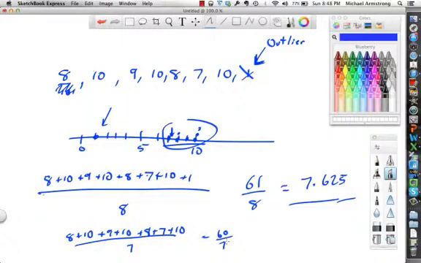And putting that into my calculator, 60 divided by 7 is 8.57, which could round up. It keeps going. So this is closer. This is a better representation of what my average quiz score is because I got rid of an outlier. Okay, and sometimes you have to do it with the outlier, sometimes you have to do it without.